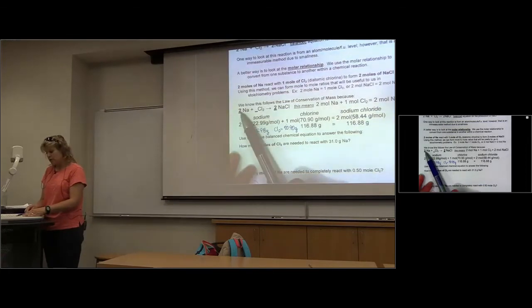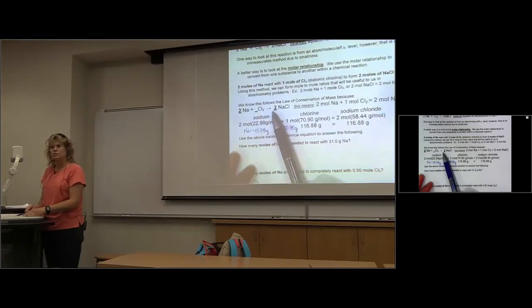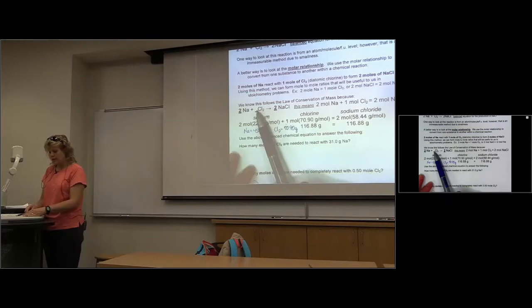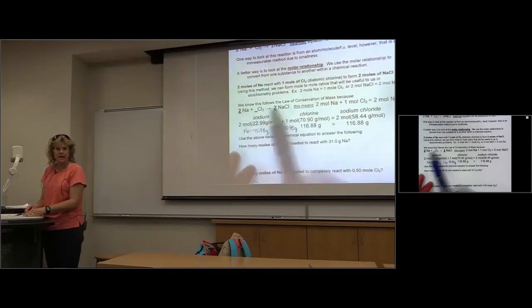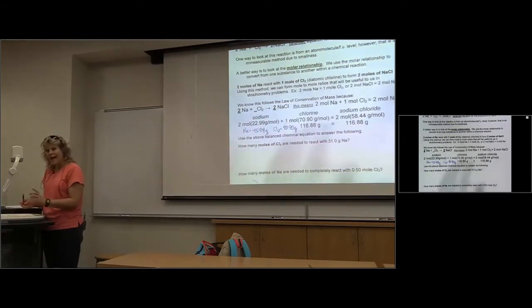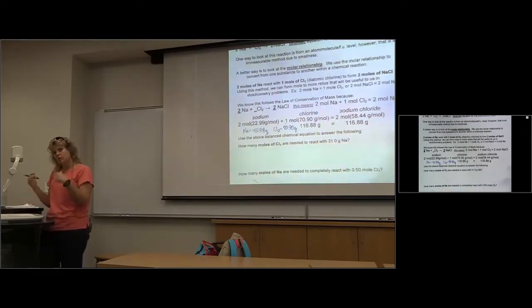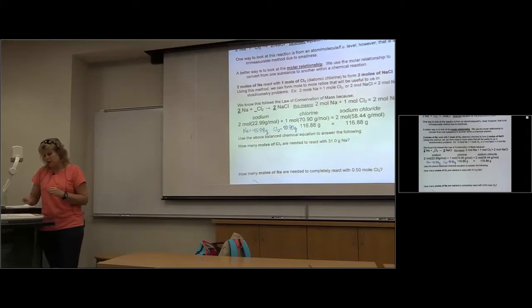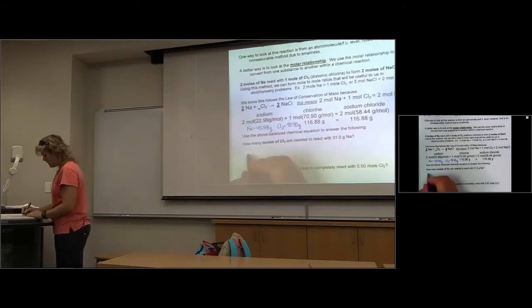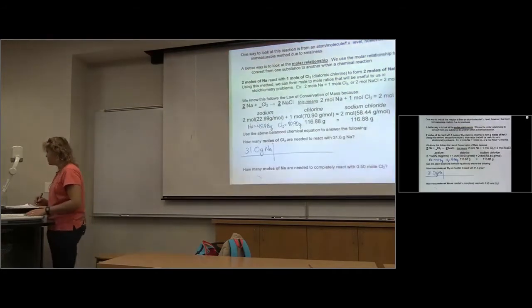So 2 moles of sodium equals 1 mole of chlorine. 1 mole of chlorine equals 2 moles of sodium chloride. 2 moles of sodium chloride equals 2 moles of sodium. Do you see that? So that is the magic step of stoichiometry that gets us from one substance to a different substance. So let's try this problem, and then I'm going to give you a little more details to help you understand it. What's our given? And we have to put who it is. So 31 grams of Na. You have to put who you're dealing with.